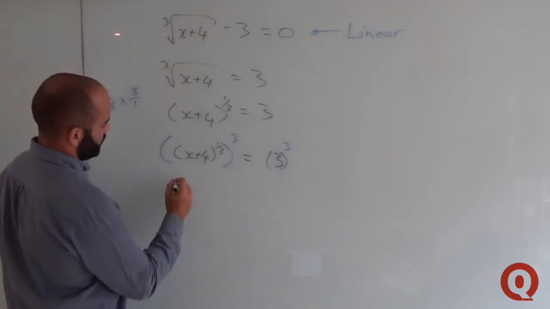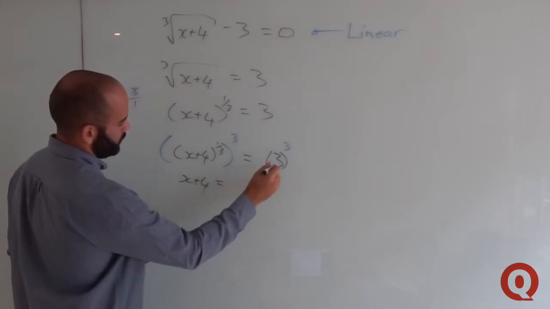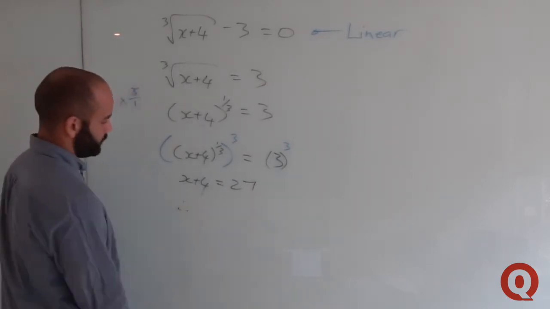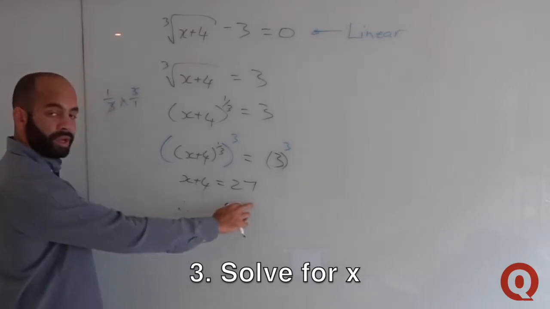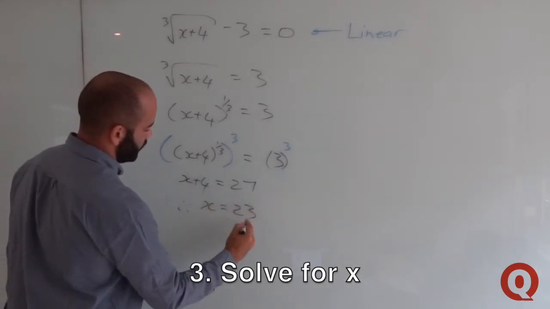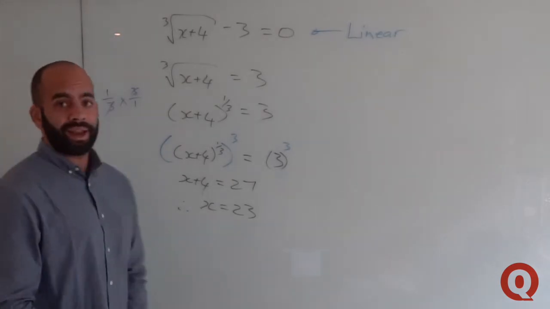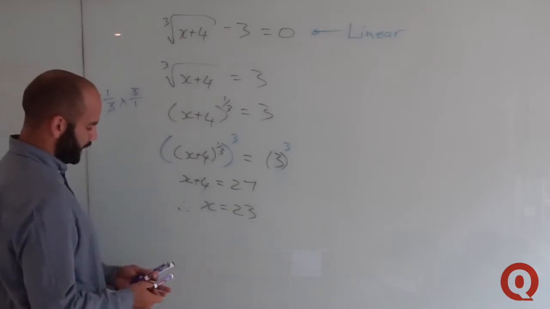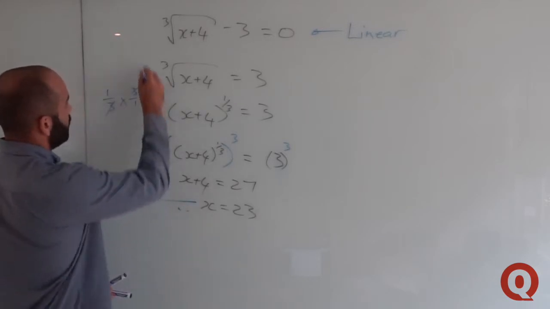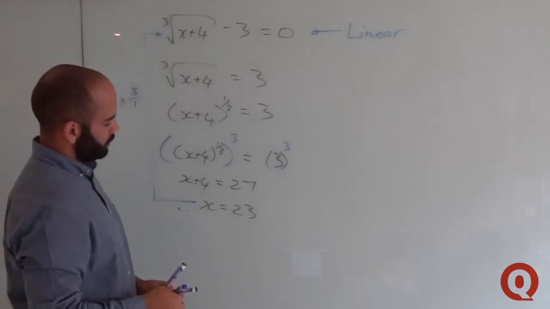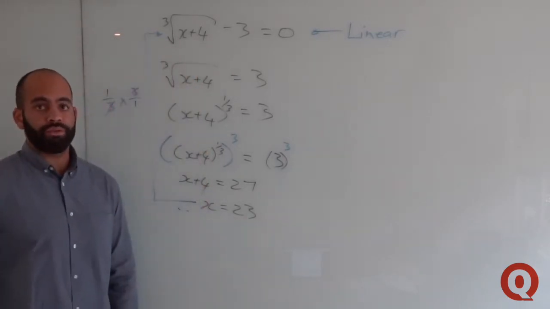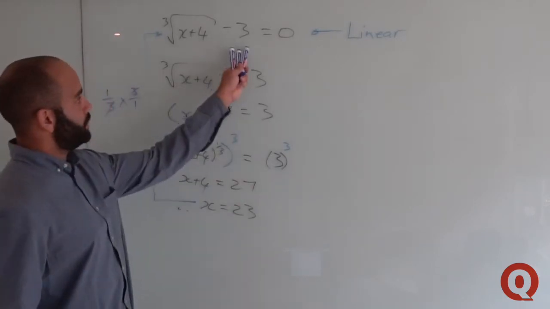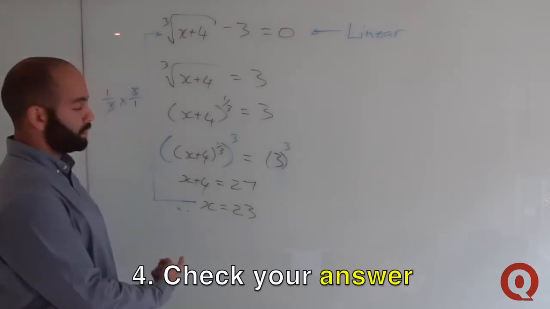So now you've got x plus 4 equals 3 cubed, which is 27. And now solving for x, which would be step 3, as if it was a normal equation, x is equal to 23. And does that actually make any sense in this expression? So substituting x back into our original equation, 23 plus 4 gives you 27. The cube root of 27 is 3. 3 minus 3 gives you 0. Step 4: check that the answer is correct.